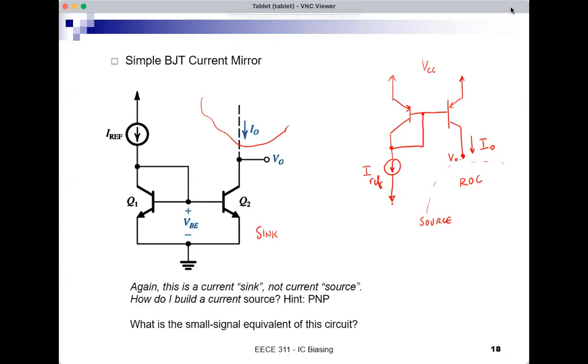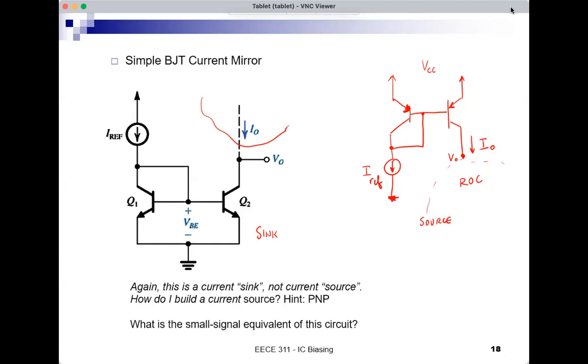Yeah, so there's a question about the ground. This can be here. Of course, there's a ground in the circuit. So this is how we can implement a BJT current source using PNP, and the circuit is just like the dual of the NPN.